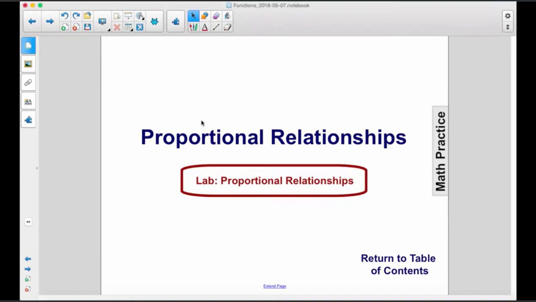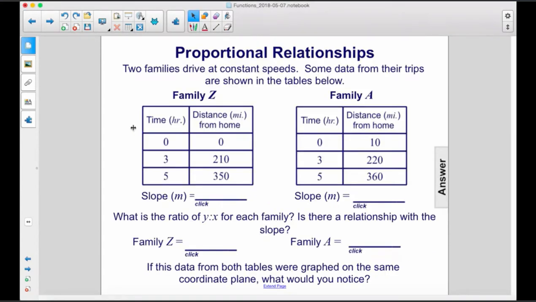Proportional relationships. Two families drive at constant speeds. Some data from their trips are shown in the tables below. All right, so here, what's the slope? Well, that's 70, and the slope here is also 70. What's the ratio of y to x for each family? Well, for family Z, that would be 70 to 1.